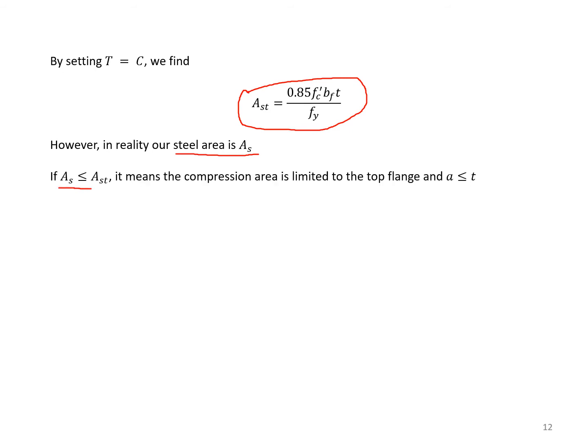Now, if AS is smaller than AST, it means the compression area is limited to the top flange and A is smaller than T. Why? Because when AS is smaller than AST, that means the tension force is smaller. Tension force is smaller means compression force is smaller. The smaller compression force requires a smaller area than the entire area of the flange. As a result, A would be smaller than T. And if AS is larger than AST, therefore A would be larger than T.